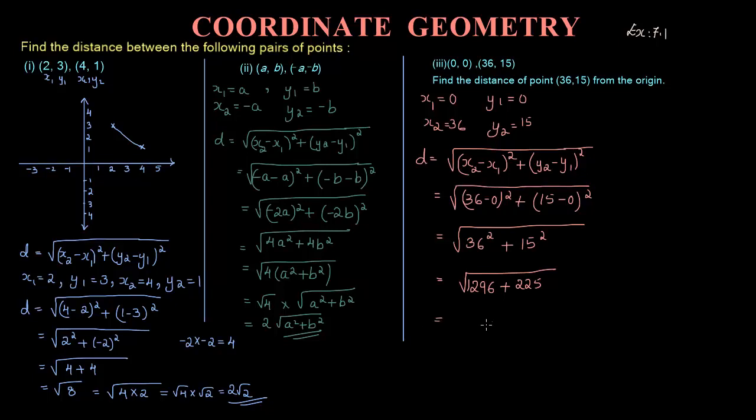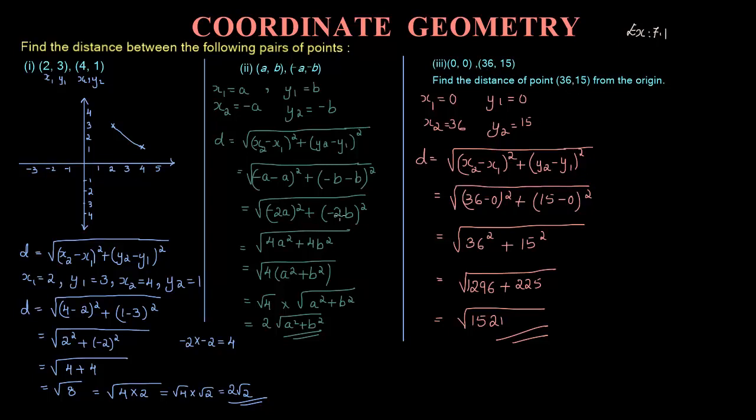So how much do you get after adding? You are going to get 1521. So this is the answer for this question. Whenever they are going to ask you find the distance of a point from the origin, you need to understand the second point is the origin.